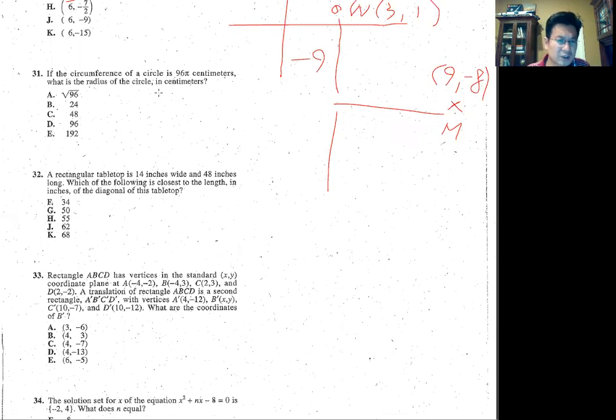Problem 31: the circumference of the circle is this much. So 2 pi r is 96 pi. Pi goes away. R has to be 48.